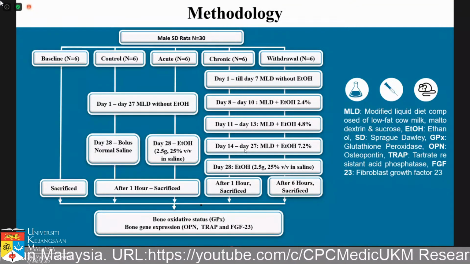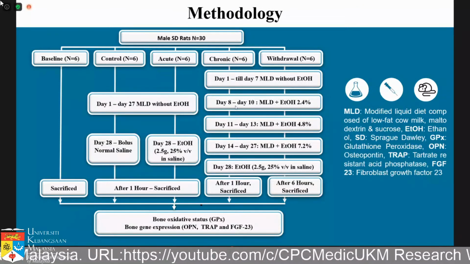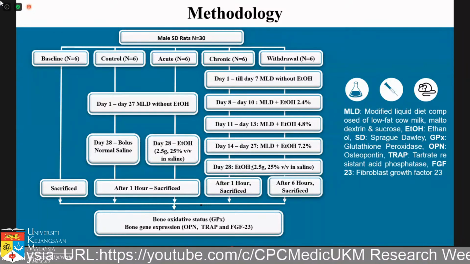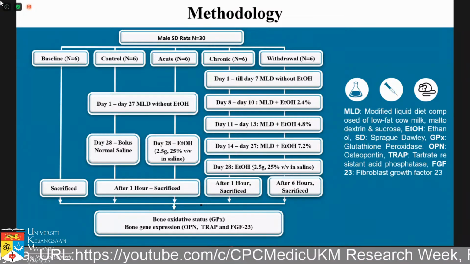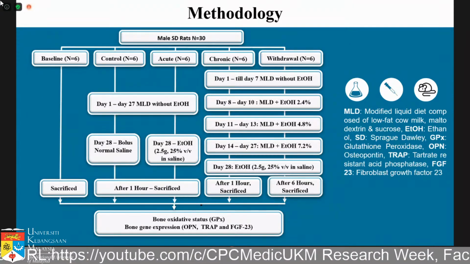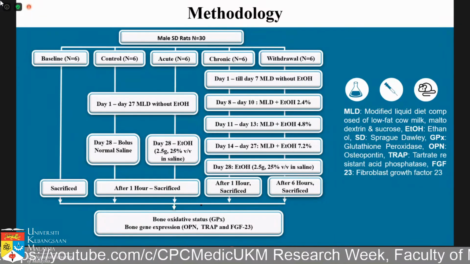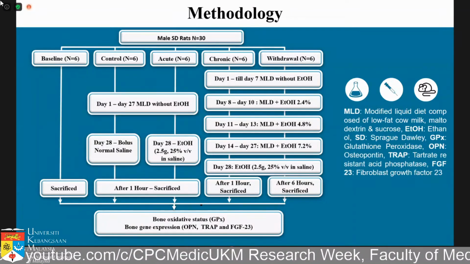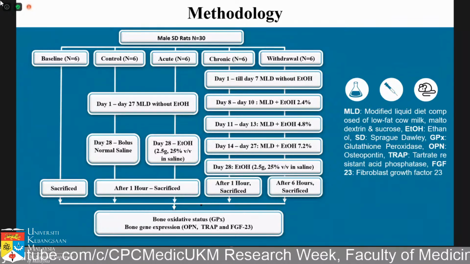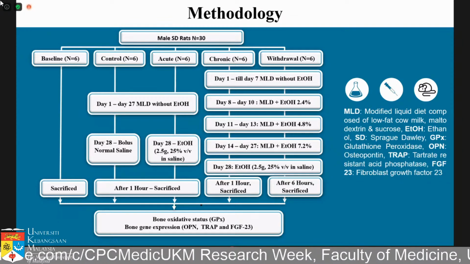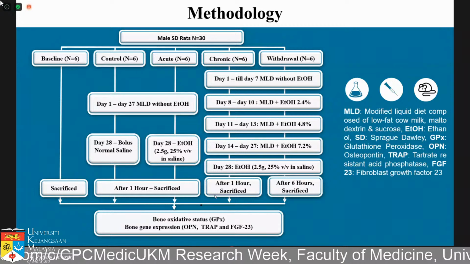throughout the treatment period. And at day 28, both groups received a bolus ethanol injection, and the chronic group was sacrificed after 1 hour, whereas the withdrawal group was only sacrificed after 6 hours to allow withdrawal effects to take place. The left femur was extracted and the sample was prepared for ELISA test.